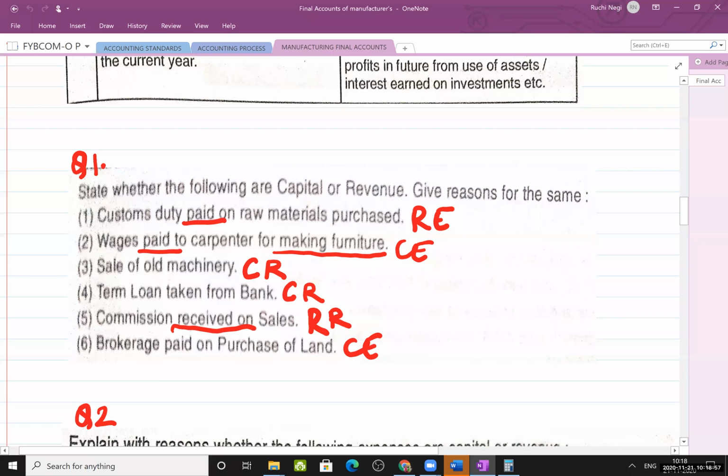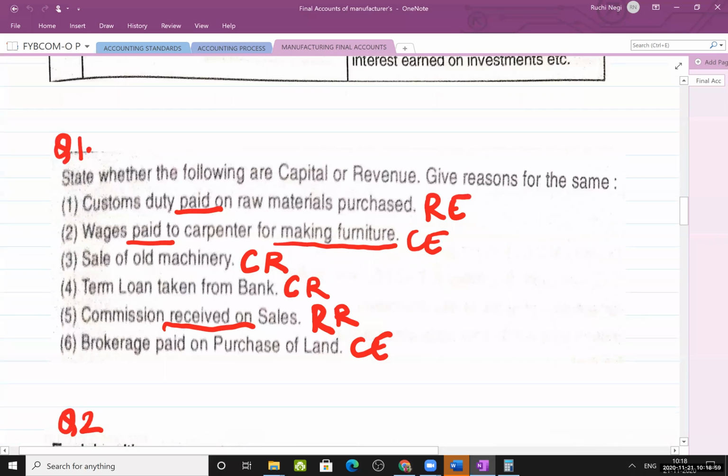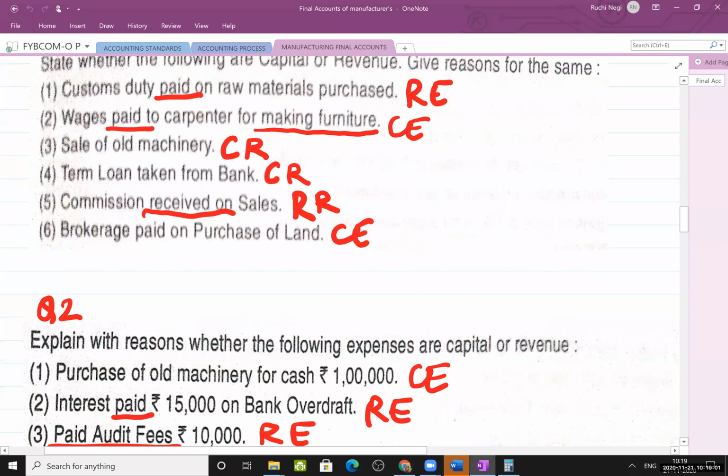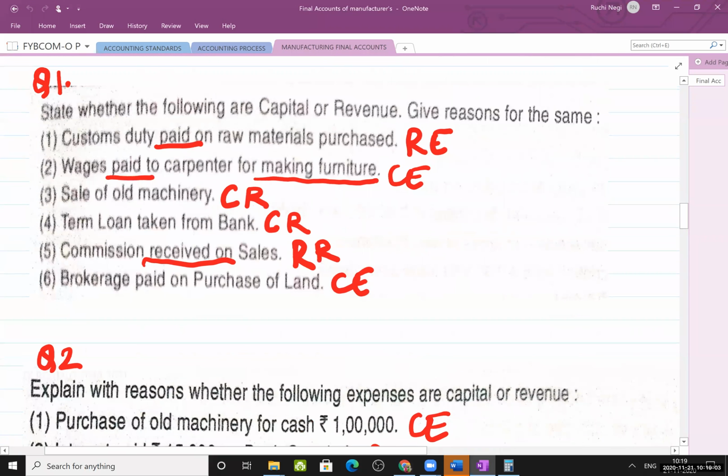Then term loan taken from bank. Loan taken means money is coming in, so obviously it's a receipt, correct? Then which receipt is this? Do you take loans every day, every month, every year? No, again it's non-recurring in nature, so it's a capital receipt.